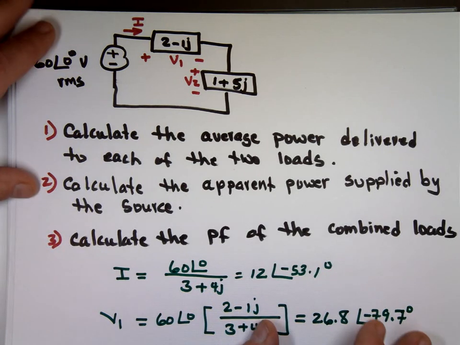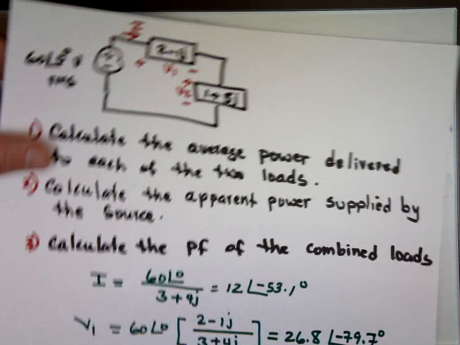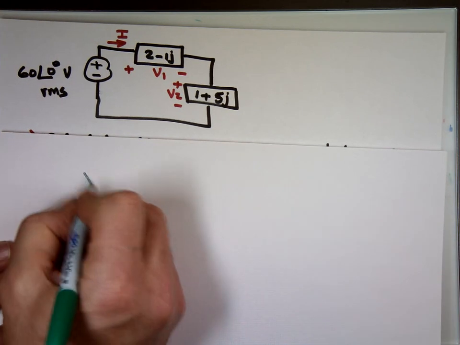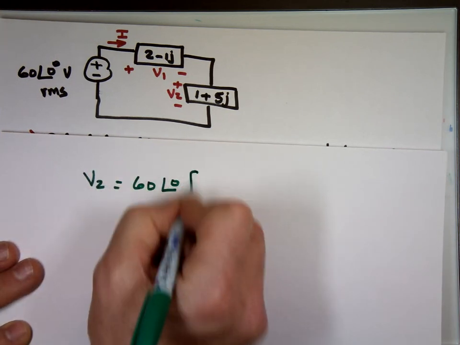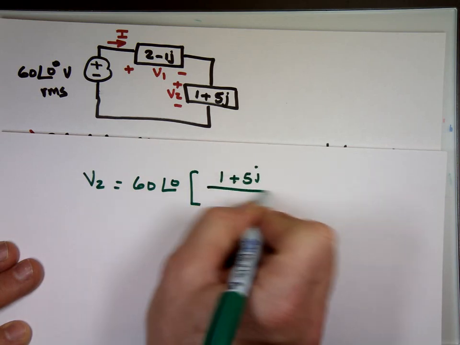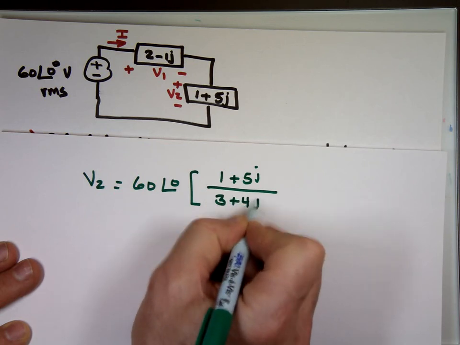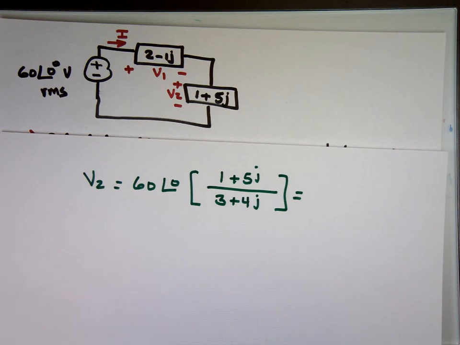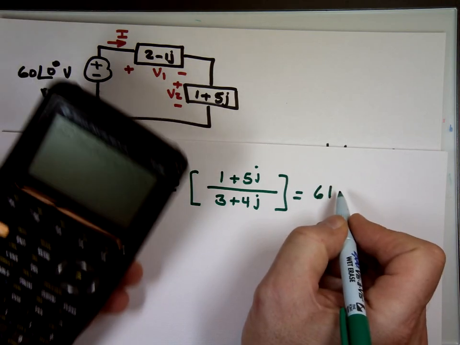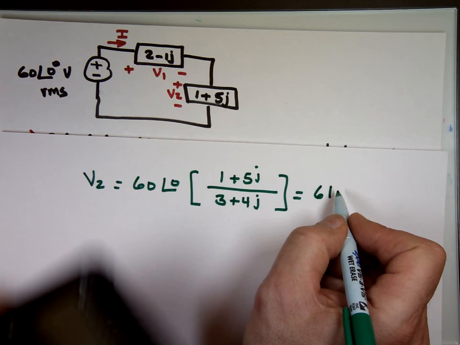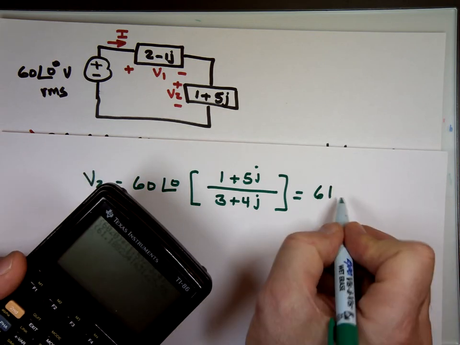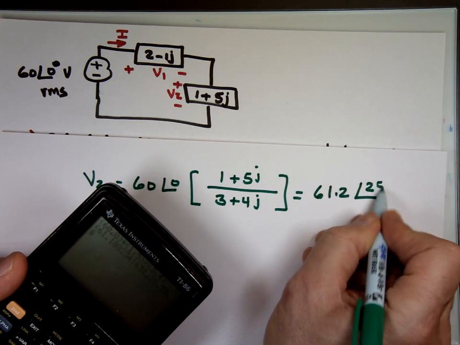Let's calculate V2. Voltage division again. V2 equals 60 angle 0 times 1 plus 5j over, was it 3 plus 4j? So (60 angle 0) times (1, 5) divided by (3, 4). And I came up with 61.2 angle 25.6. Again, do we have a confirmation on that number?